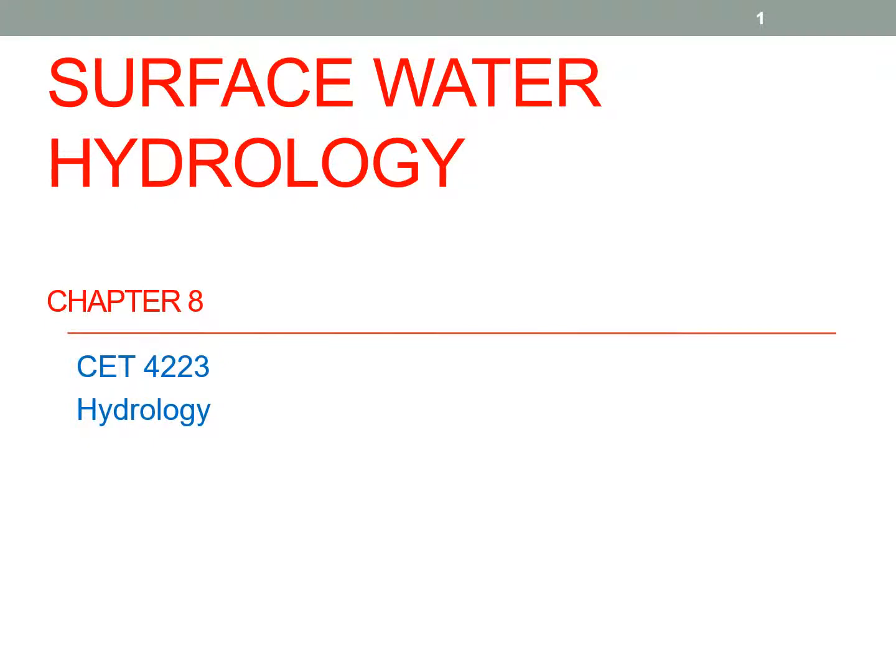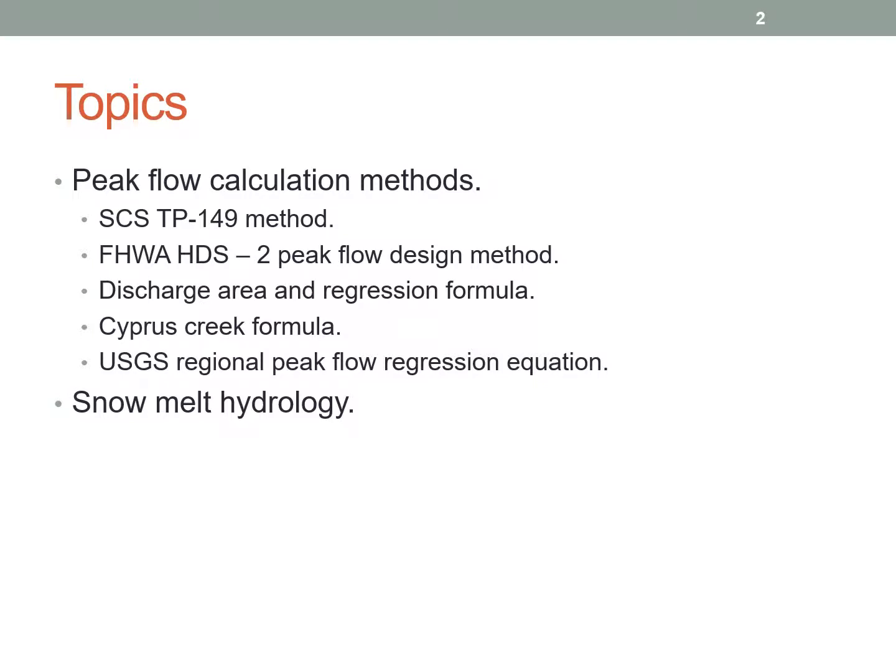Chapter 8, Surface Water Hydrology. So the topics we cover in this session are peak flow calculation methods, a CSTP 149 method, FHWA HDS2 peak flow design method, discharge area and regression formula. We cover Cypress Creek formula, and then we cover USGS regional peak flow regression equation, and finally we cover snowmelt hydrology.